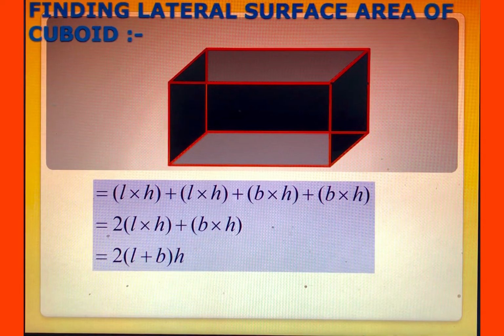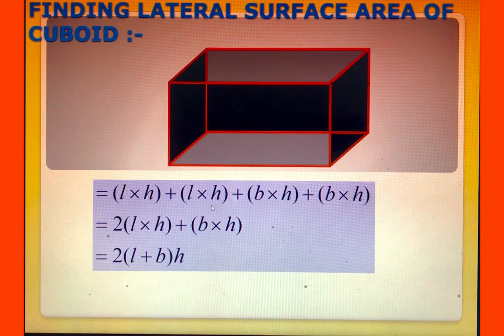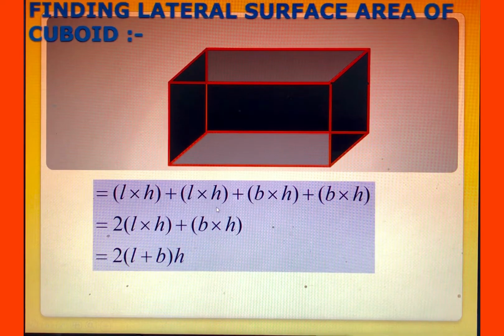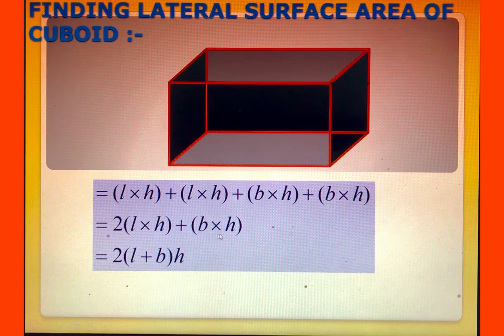So here you know that this is L into H, the front area of the rectangle, and again L into H, this is the back part of the rectangle. The right part is B into H, and the left part is also B into H, because this is a rectangle, and area of rectangle is length into breadth. So here you can see 2 times L into H, 2 times B into H. So 2 is common, and H is also common here. So we can say that 2 into L plus B into H.